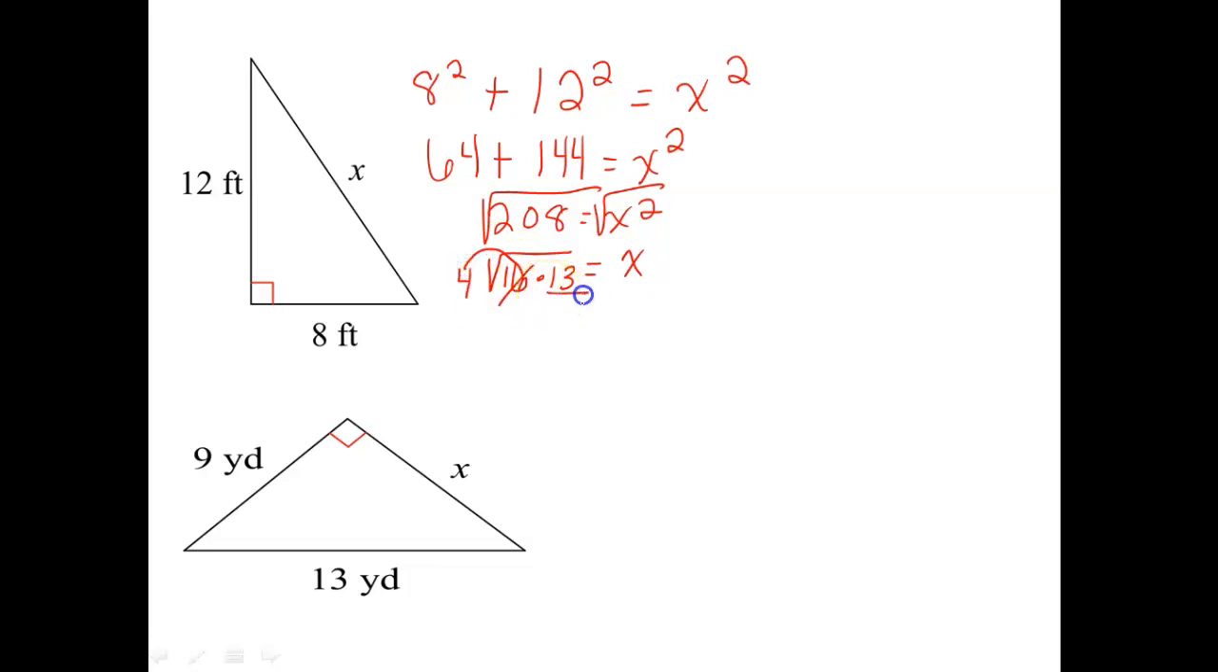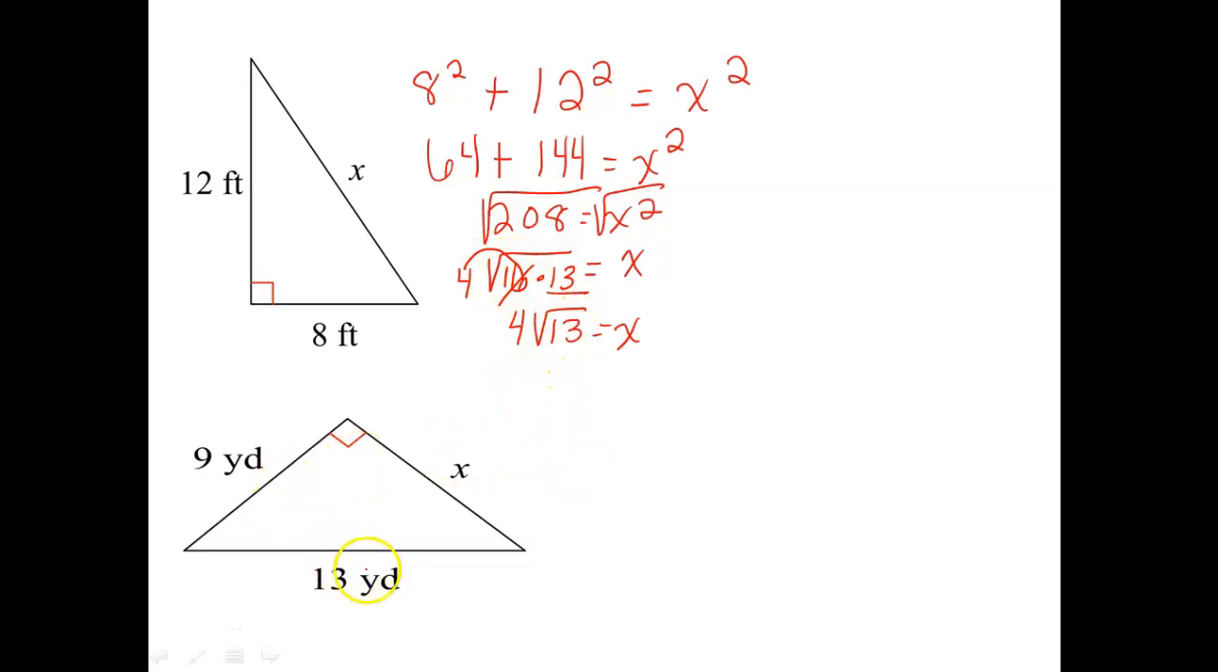All right, what's the square root of 16? 4. And what's left behind? 13. So if you simplify the radical, it is 4 root 13. Most of you understand the Pythagorean theorem, but you're having trouble simplifying your radical.